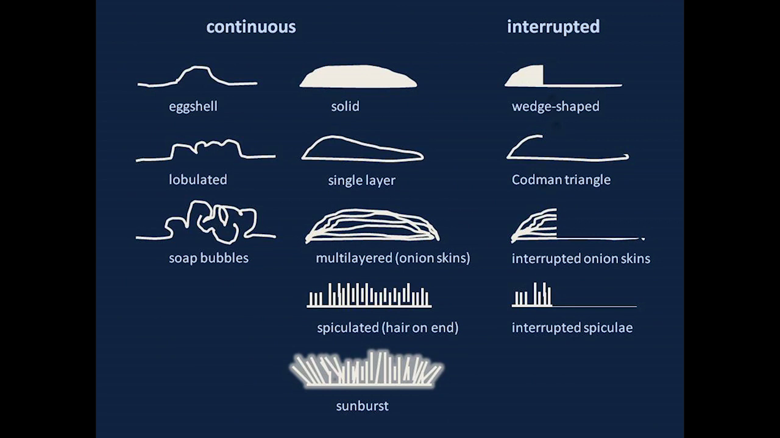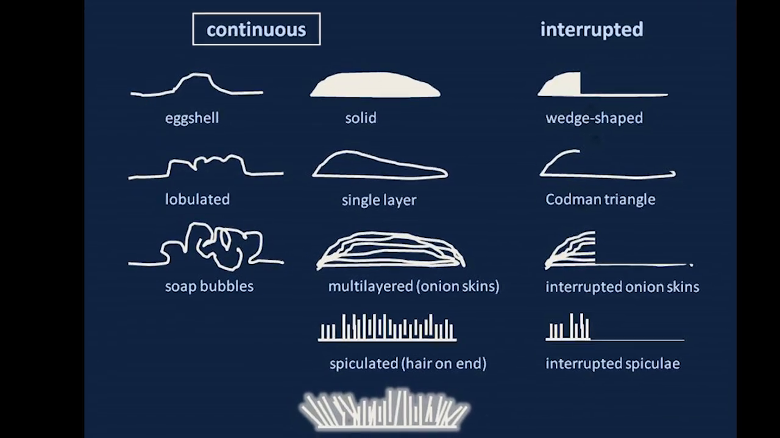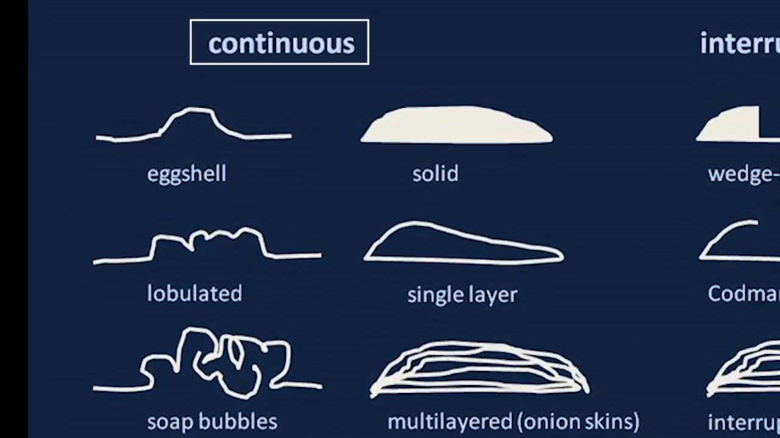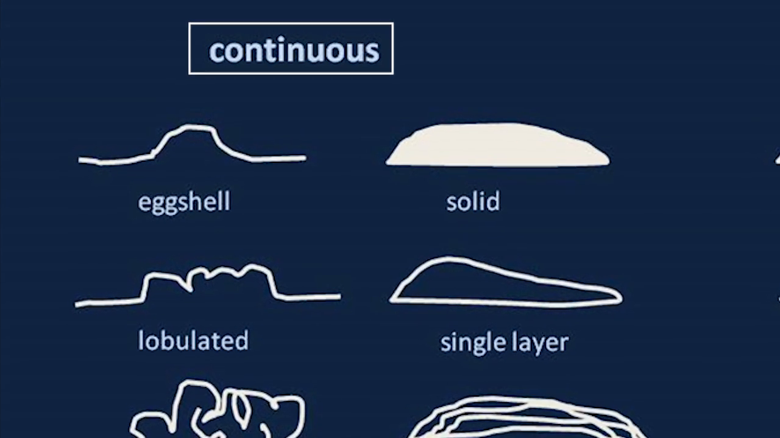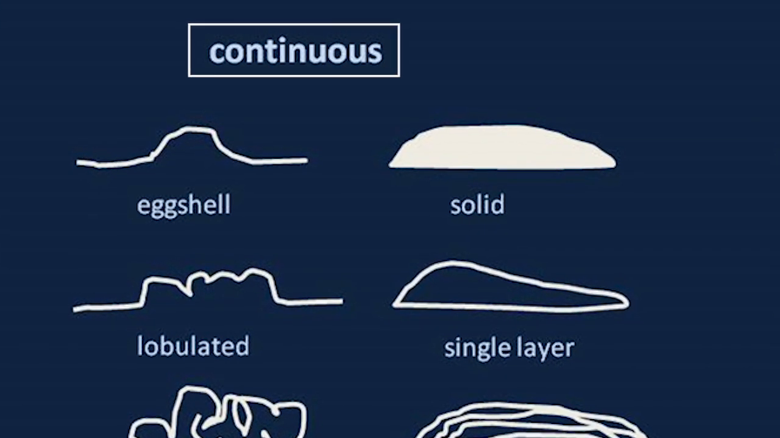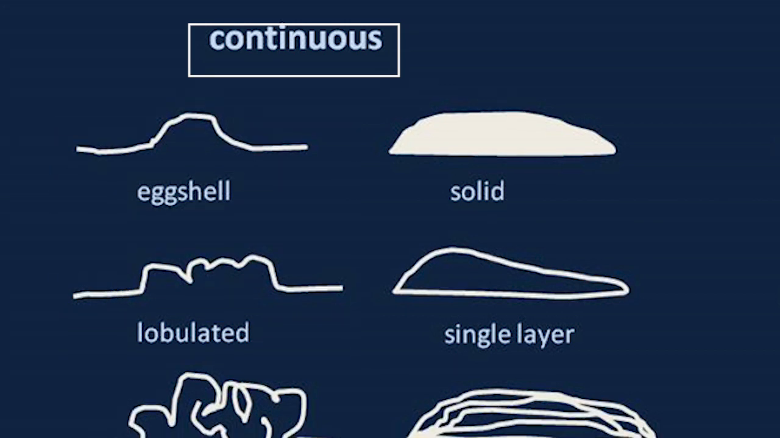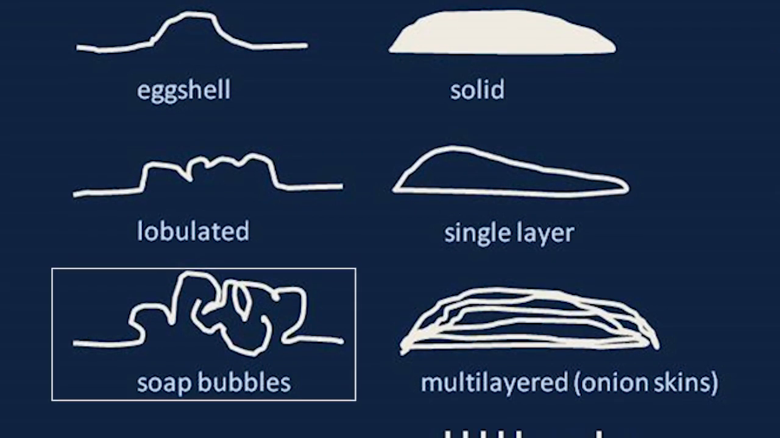Here we have some schematic periosteal reactions, a schematic diagram in which different periosteal reactions are shown and categorized according to the continuous and interrupted pattern. First, we will discuss the continuous pattern. In the continuous pattern, elevation of the bone may be eggshell-like, sometimes lobulated, or sometimes soap bubble-like.